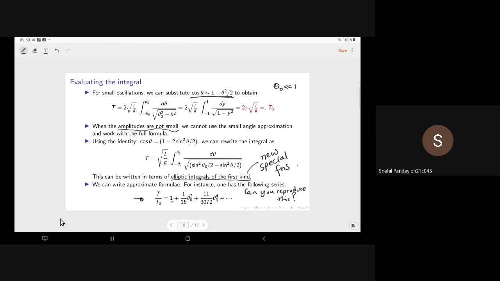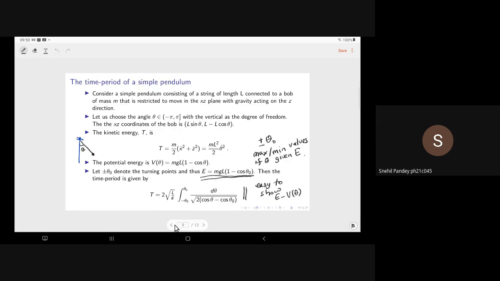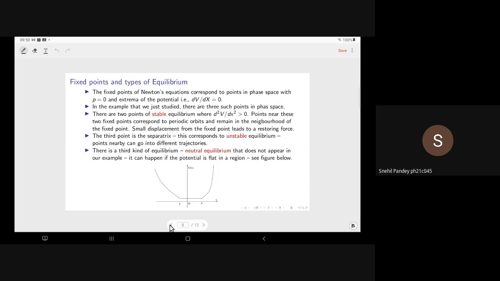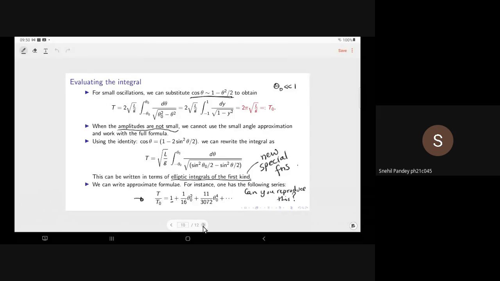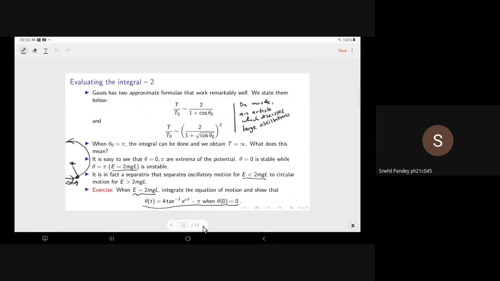In the last slide, can you please switch to it? When we say theta naught equals pi, it would be a fixed point and the particle won't even move. Would it be reasonable to say that the time period is infinite? Yeah, that's why we get infinity. That's why you get that.